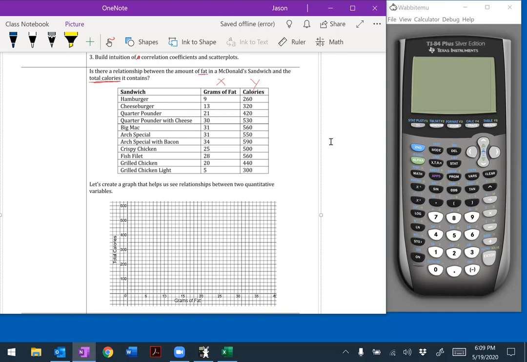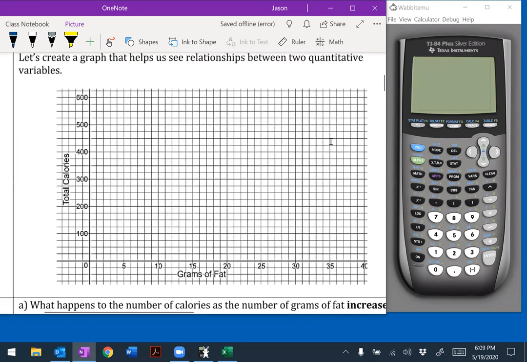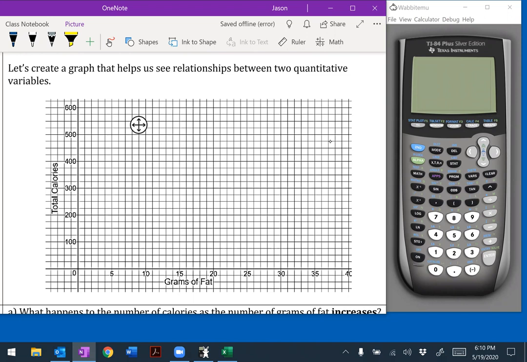The easiest way to do this is to start plotting points. So let's plot this graph. 9 and 60. I'm going to get rid of the points real quick. Hopefully you have them in front of you. So 9 and 60 is going to be about here. 13 and 320 is going to be about there. 21 and 420 is going to be about there. Each of the y divisions is 25 calories, and each of the x divisions is 1 gram of fat. So keep that in mind.